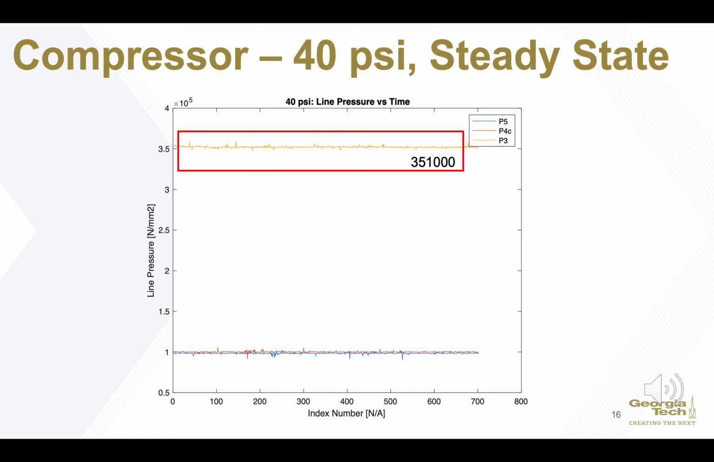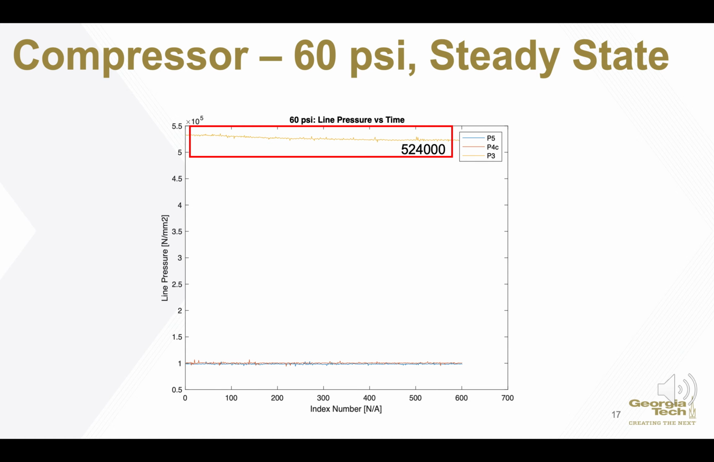The 40 psi nominal data reached a steady-state pressure of around 351,000 newtons per meter squared. This data is more jumpy than the non-compressor data again, so there's less trust, but the value is still reliable since there are no major spikes. The 60 psi nominal data reached a steady-state pressure of around 524,000 newtons per meter squared. This data is fairly reliable since there are no major spikes.